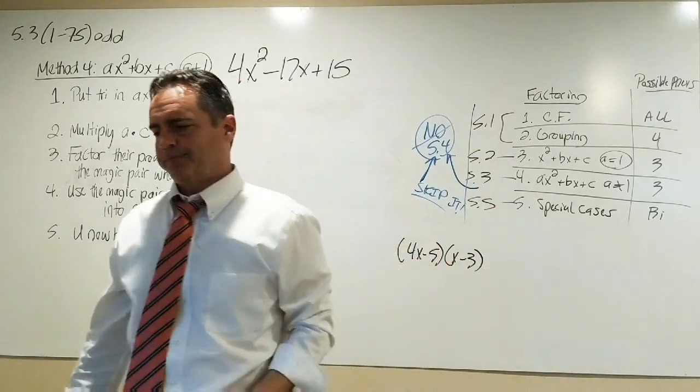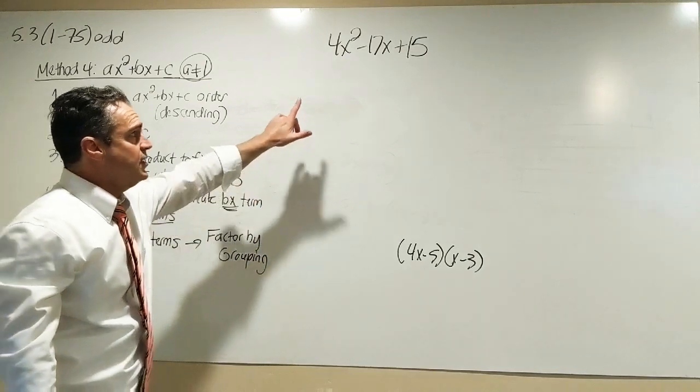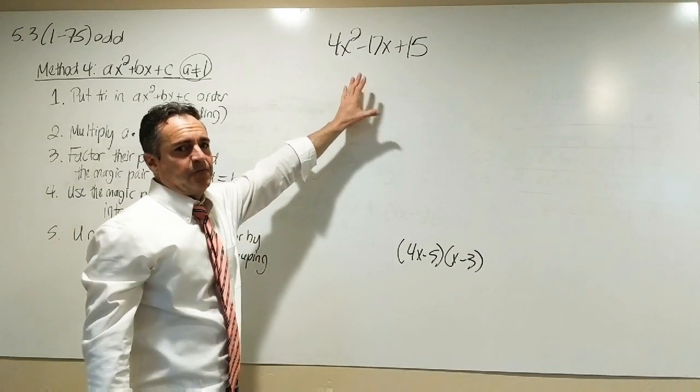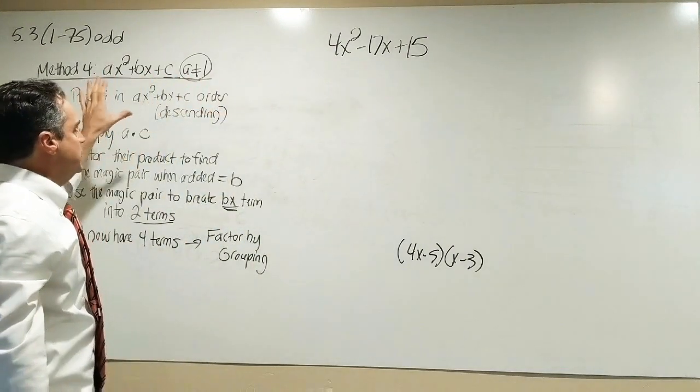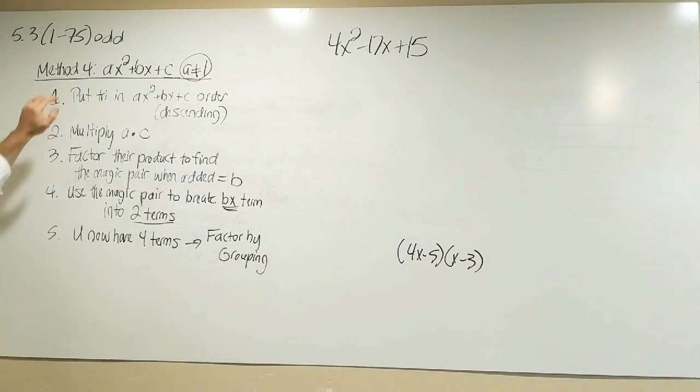Go ahead and pause. Okay, so we just did this problem the last 15 minutes using the trial and error method. Now we're going to use this method, all right? This is method 4, the ax squared plus bx plus c method, where a does not equal 1. Jordan, Hallie, will you check? Can we see all of this in the camera?